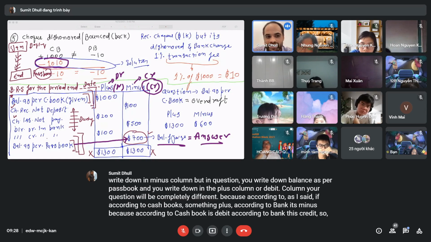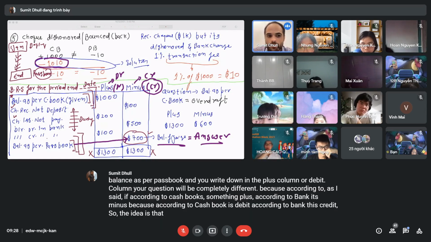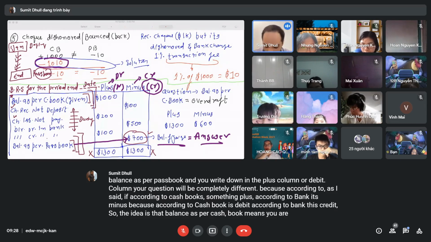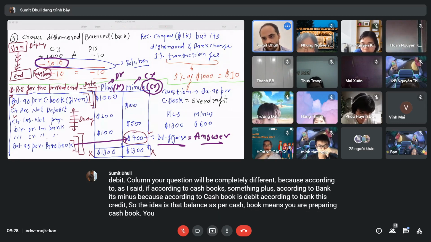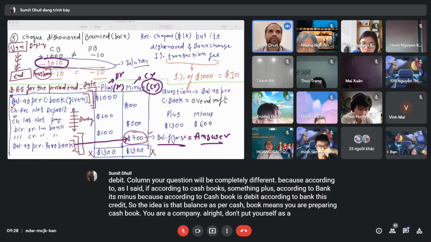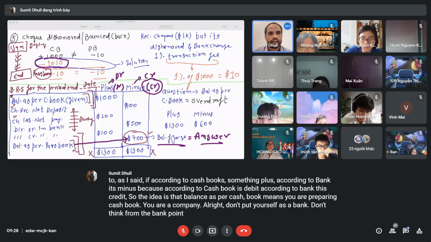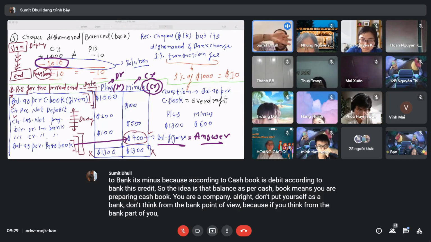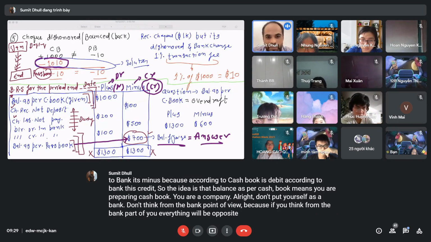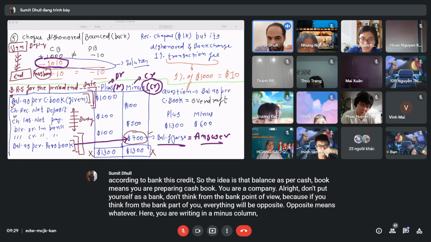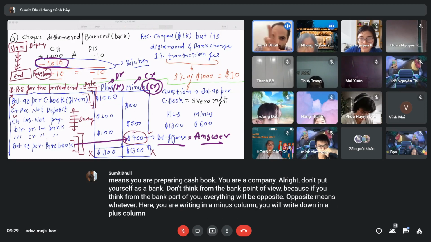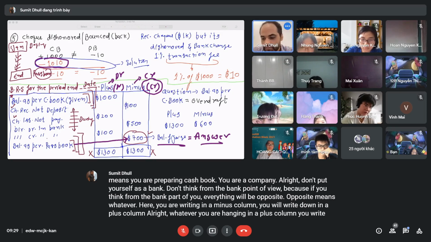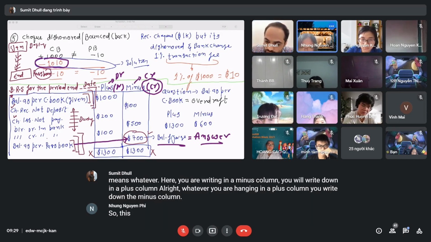So the idea is that balance as per cash book means you are preparing the cash book, you are the company. Don't put yourself as the bank, don't think from the bank's point of view, because if you do, everything will be opposite. Opposite means whatever you're writing in a minus column here, you will write in a plus column, and whatever you are writing in a plus column, you write in a minus column.